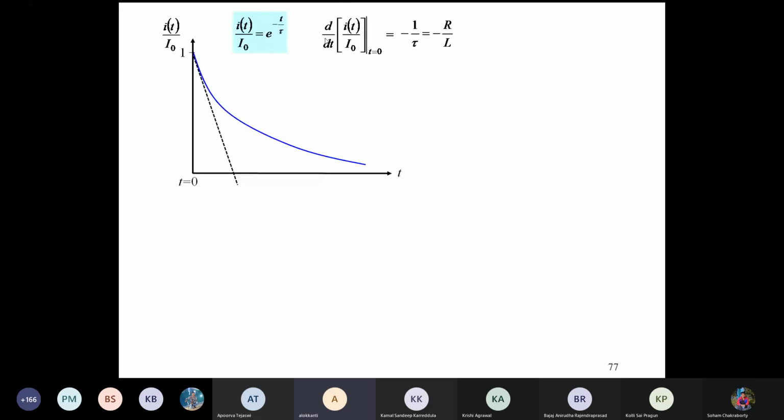Tangents you can draw at many places, everywhere. But here we have drawn the tangent only at t equal to 0, where the characteristic starts. Now, this tangent also hits the time axis at a particular place. What does it mean? If I(t) by I naught is reducing exponentially, we find the rate at which it is reducing.